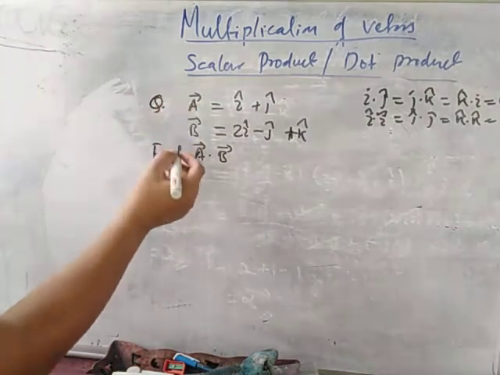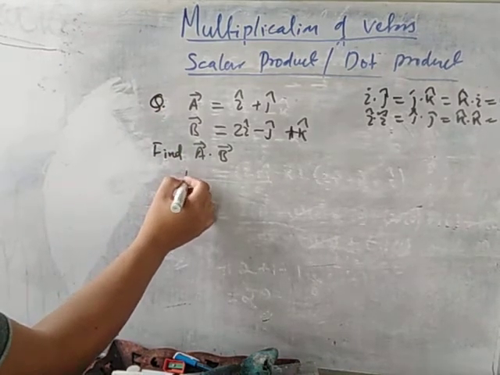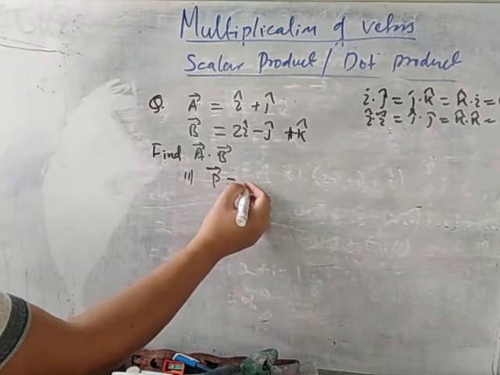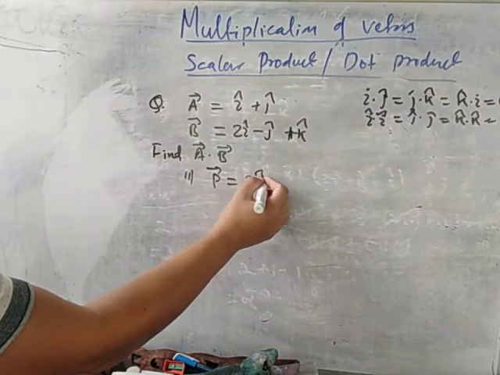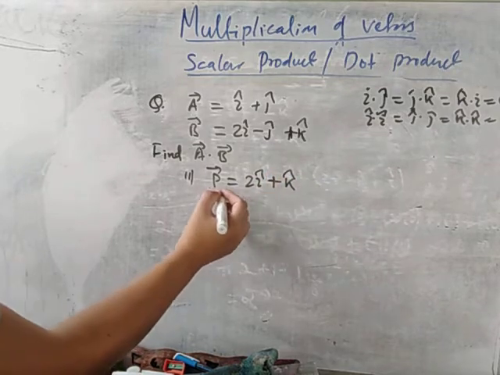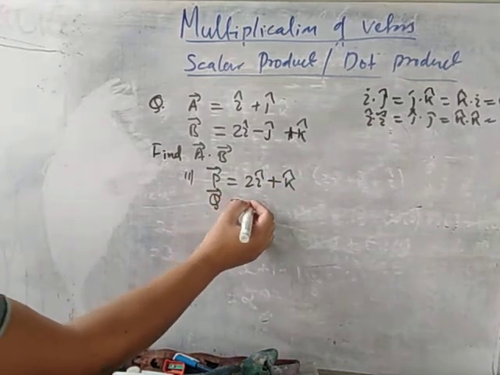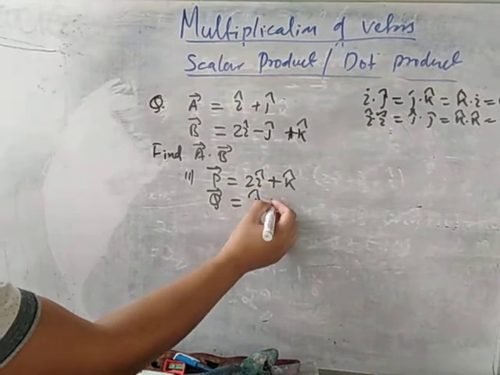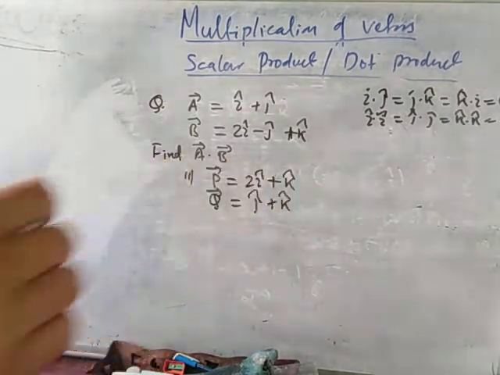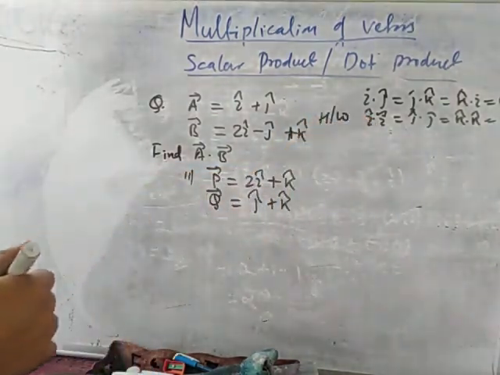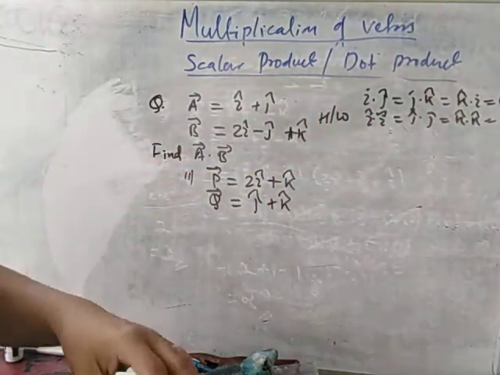Next, question number 2. Let us say p equals 2i cap plus k cap, q equals j cap plus k cap. Homework, these are the homework. Okay, now the next question: you have to find the angle between the given vectors.